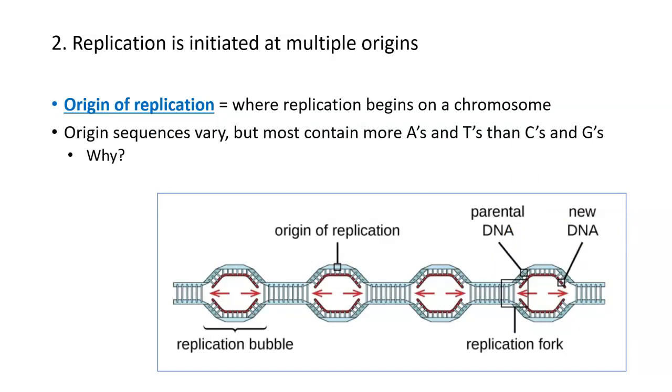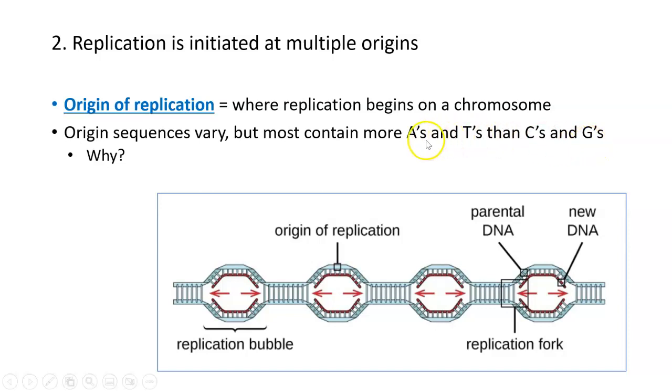One other thing that makes DNA replication happen more quickly is the fact that replication starts at multiple origins, or multiple start points. And so there is a region on your chromosomes where replication begins. And these regions are referred to as origins of replication. Origin meaning the start point. And the origins of replication on a chromosome are specific DNA sequences. They vary from species to species, but most of them tend to contain more adenines and thymines, or A's and T's, than cytosines and guanines.